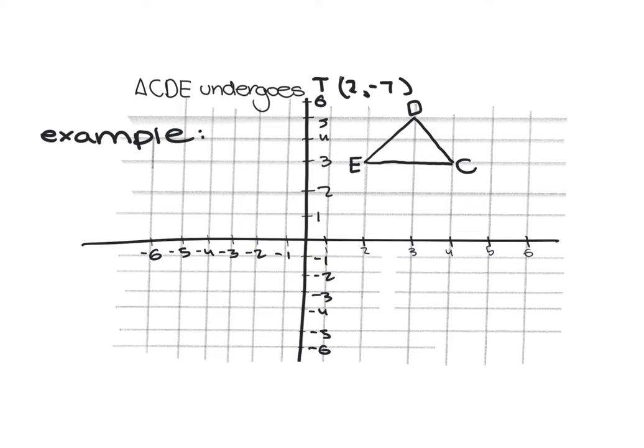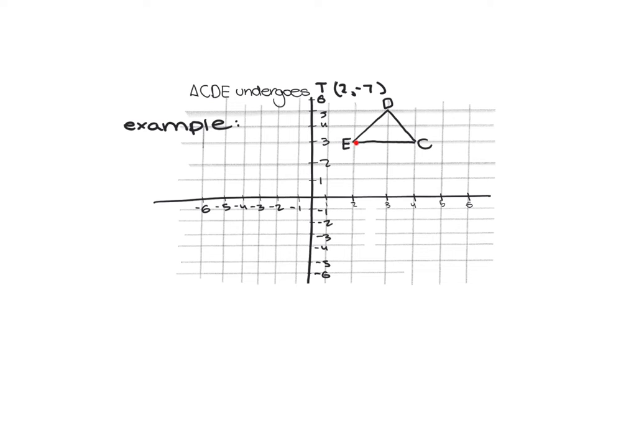So let's translate this triangle. I will start with coordinate E. Starting with E, we go 2 to the right and down 7. So 1, 2, 3, 4, 5, 6, 7. And we end up with 4, -4.